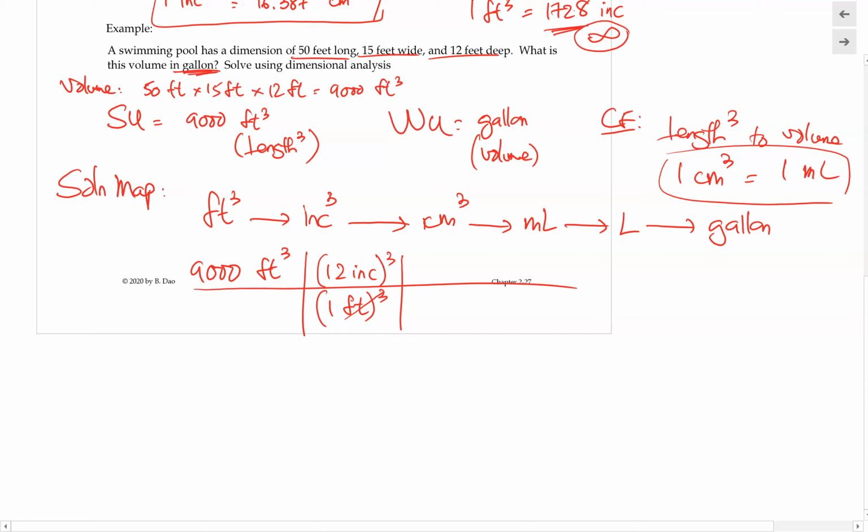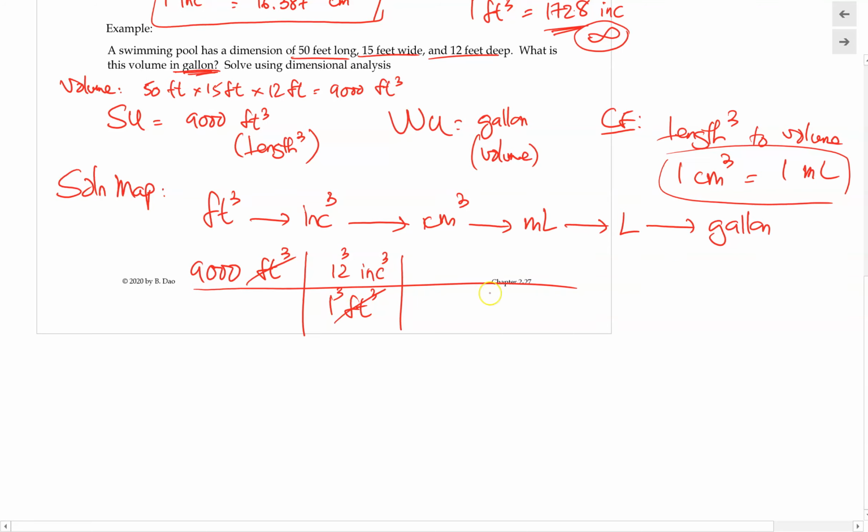Okay, another way we can also do this is as follows. Go back to the same base unit: 1 foot equals 12 inch. Now raise this to the third, raise this to the third, raise this to the third, and raise that to the third. And now we can see that will get cancelled out.